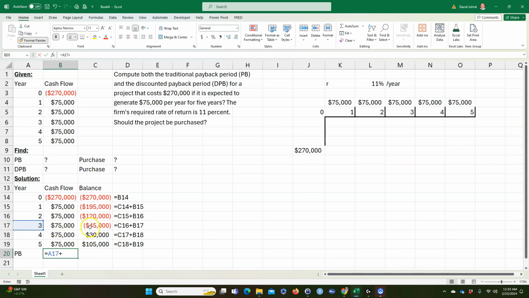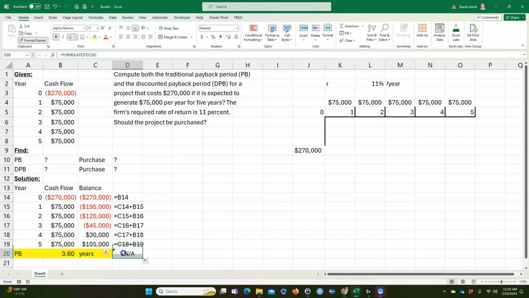Plus, the only problem is this is negative, and I want it to be positive, so I'm going to go negative this to make it positive, divided by how much I'm getting in the next year. And of course, this isn't dollars anymore, so I'm going to click on this little comma here to make it a number. And we'll say years, right? So the payback period is 3.6 years.